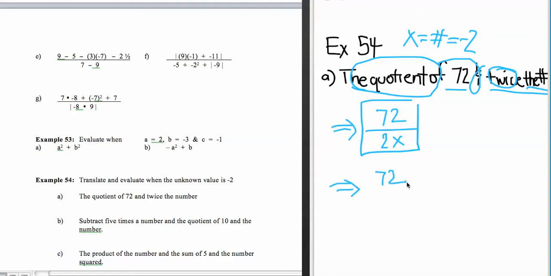And then we're going to evaluate this. That says 72 over 2 times -2, and so that's going to give us 72 divided by -4. A positive divided by a negative is going to give us a negative. 4 will go into 7 one time with 3 left over, and 32, 8 times. So the value of this expression when x is equal to -2 is -18.